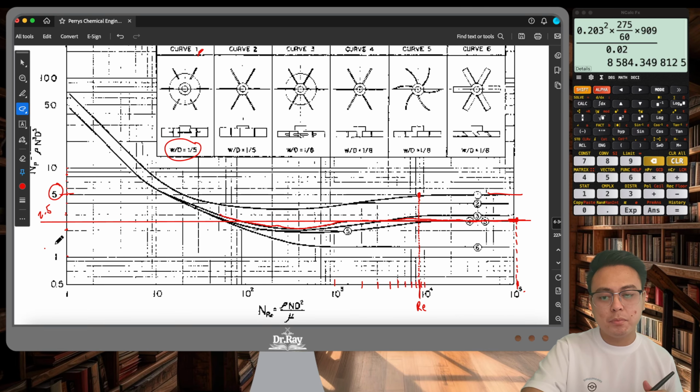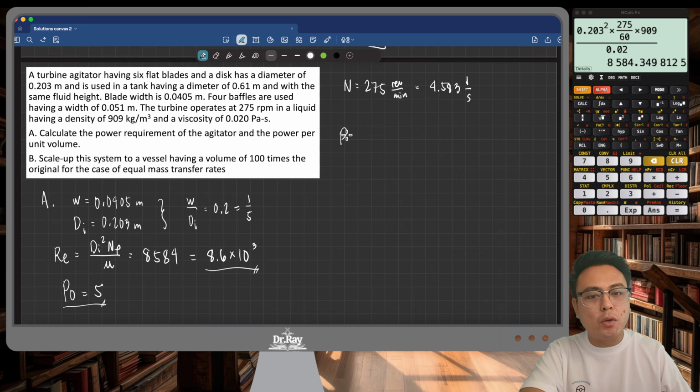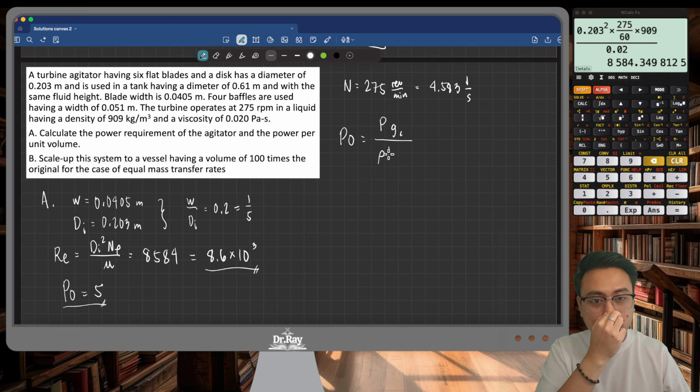That's it. From the graph, power number is 5. And now that we know that, we can now go back to the definition of the power number. That's power times gc over density n cubed di to the fifth. Rearrange this one to get power. This will be power number times rho n cubed di to the fifth over gc.